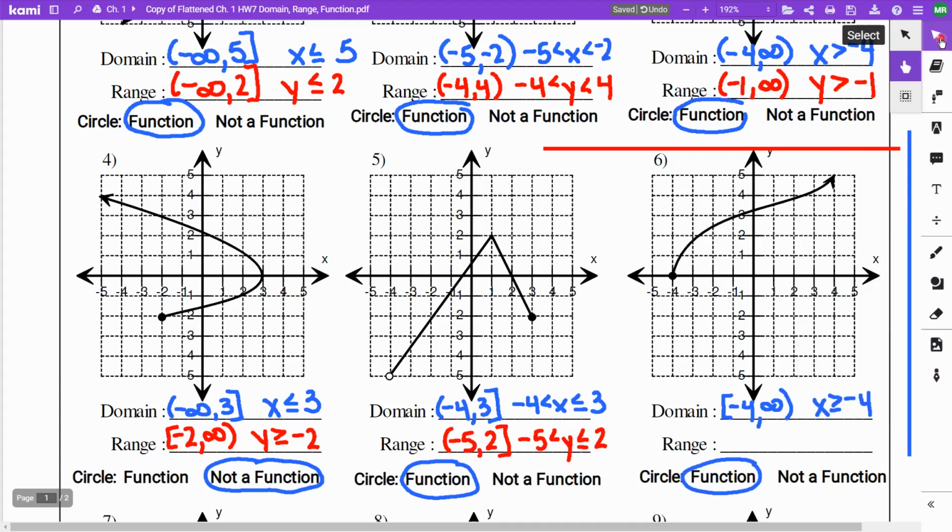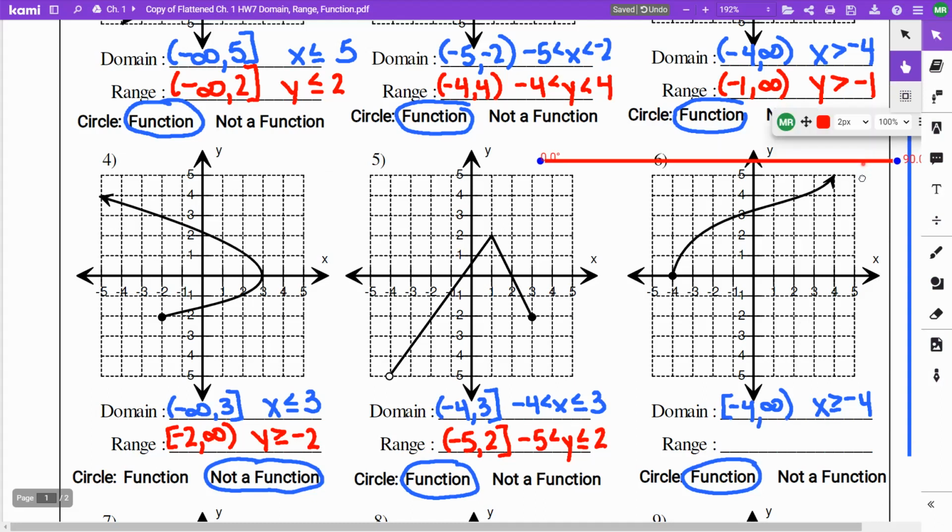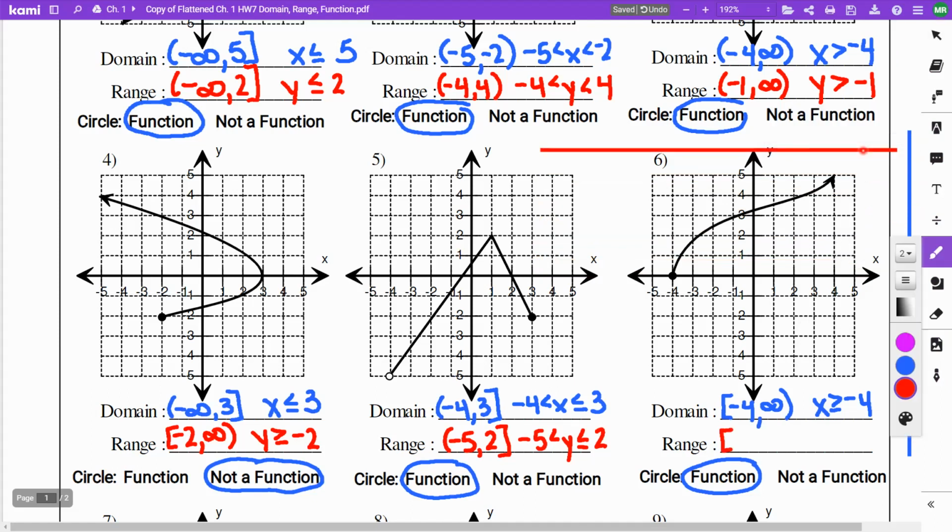For the range, when I go the furthest down, it's going to be at 0. And then it's going to keep going up forever and ever and ever to infinity. So it's going to go from 0 to infinity, or y is greater than or equal to 0. Okay, let's look at the next 3.